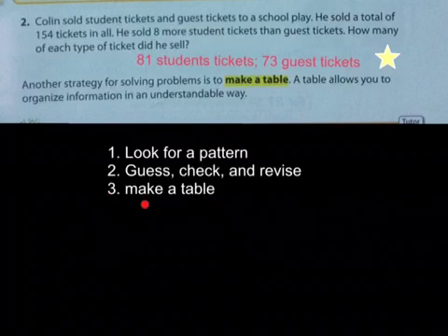So, adding the third skill is make a table. Another strategy for solving problems is to make a table. A table allows you to organize information in an understandable way. There we go. So we have look for a pattern, guess, check, and revise, and make a table.